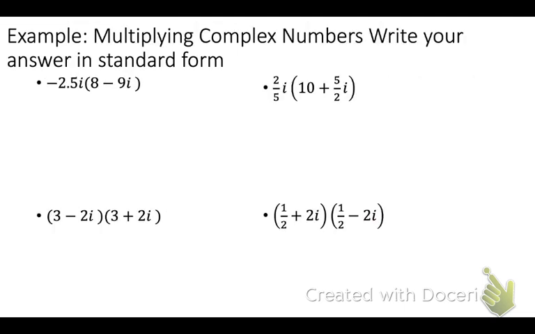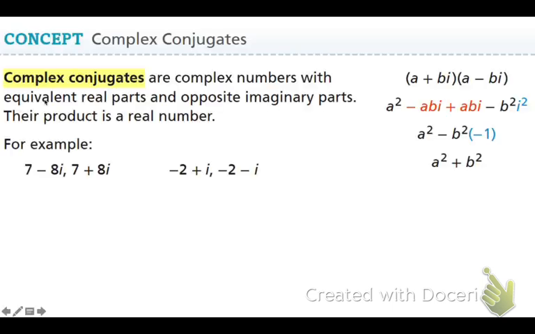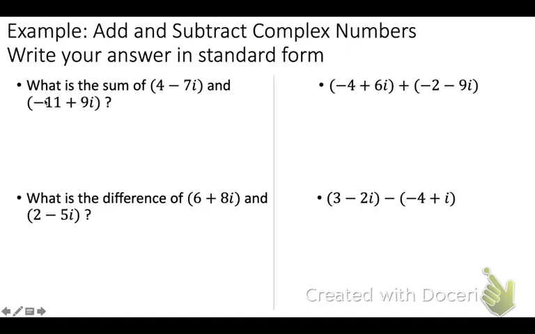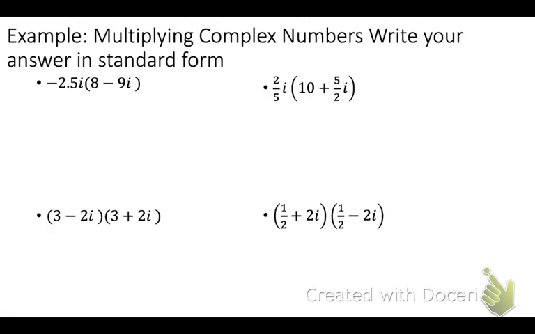So, what does this tell me to do? It says to distribute. So, guess what you're going to do? Distribute. So, I'm going to take negative 2.5 times 8. Half of 8 is what? 4. 2 times 8 is 16, plus 4, 20. And it's going to be negative 20i.